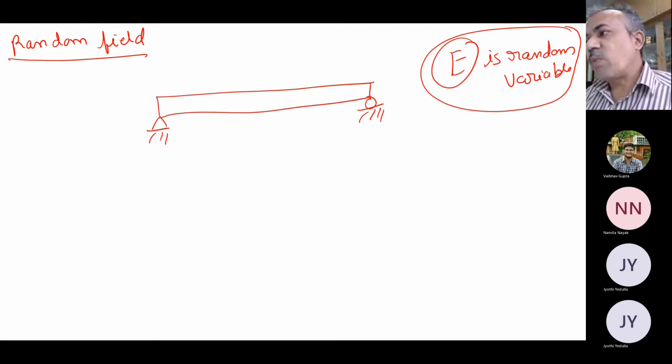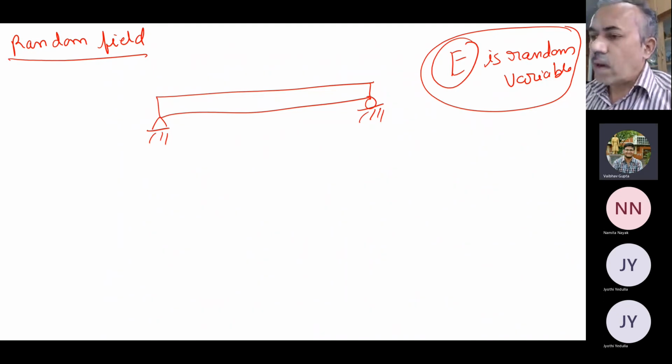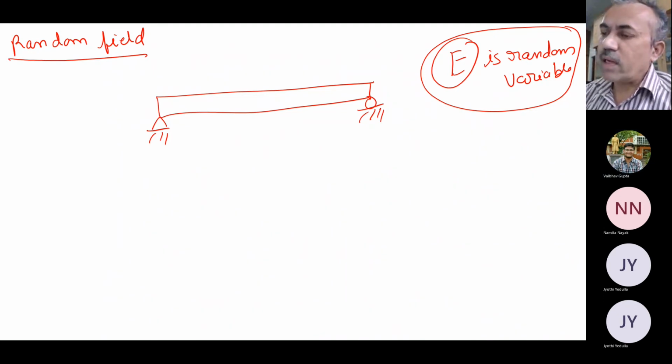Now, what does it mean if Young's modulus is a random variable? You remember, in the starting classes we defined random variable and other terms. So if I say some quantity is random, what does it mean? If I say something is uncertain, uncertain means many solutions, or multiple things are there.